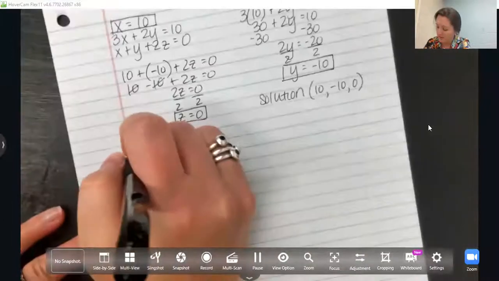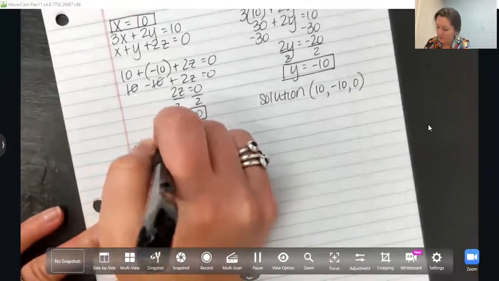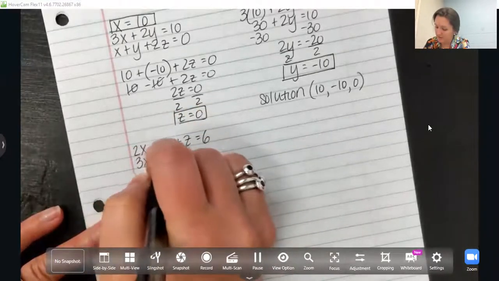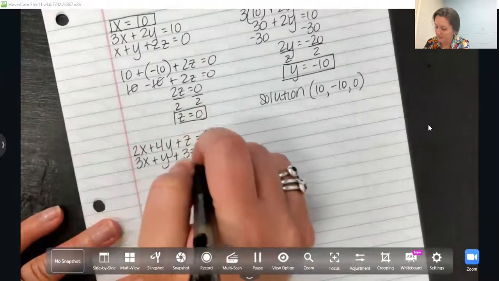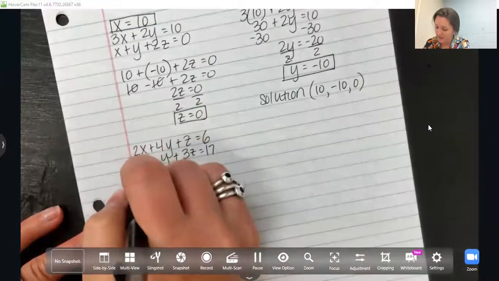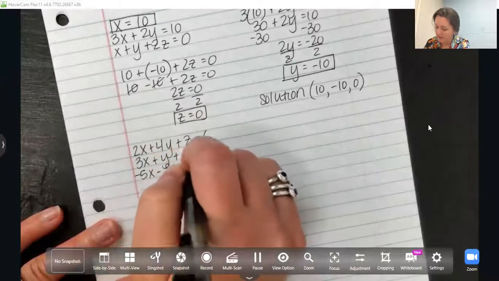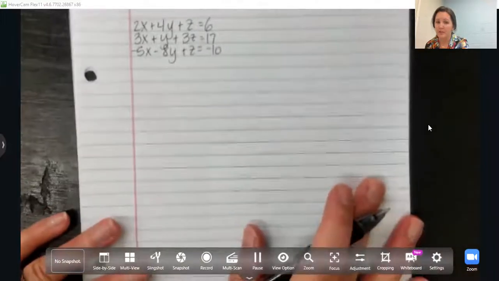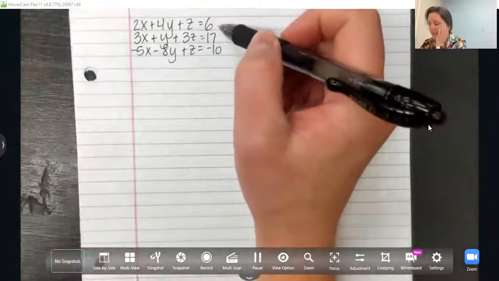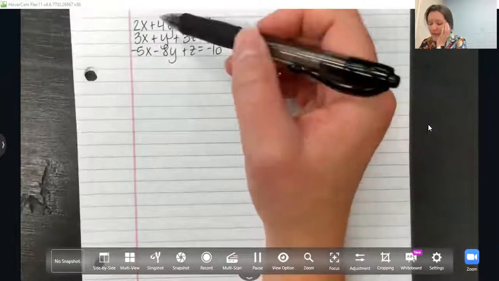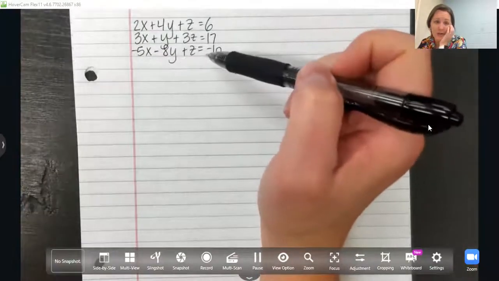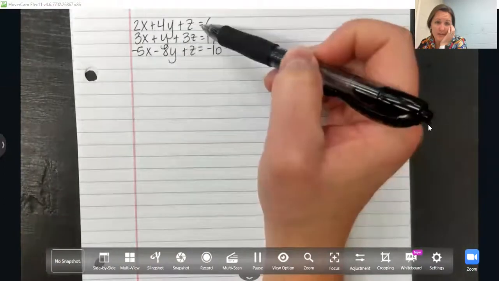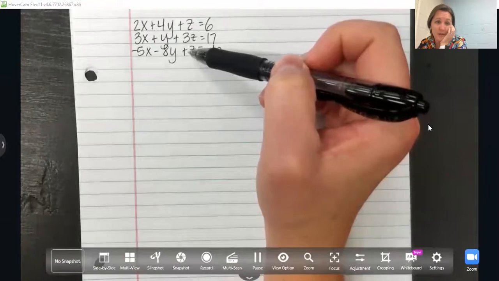All right, we're going to work through another one together. So here's our other example: 2x plus 4y plus z equals 6, 3x plus y plus 3z equals 17, negative 5x minus 8y plus z equals negative 10. So my first step is to look at my three equations and ask, do any two of them have the same value with opposite signs for x's, y's, or z's? Nope, not really.